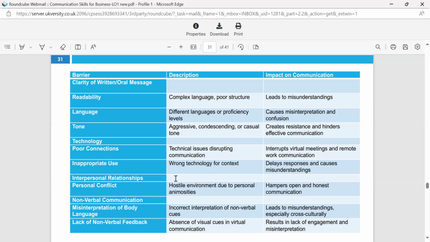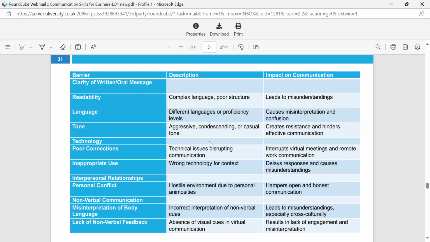Physical barriers include closed doors, faulty equipment, noise, closed cabins. Such physical barriers can ruin business communication. Organizational barriers: because of multiple organizational structures in an enterprise, different structures can give misinformation, miscommunication, or lack of transparency.